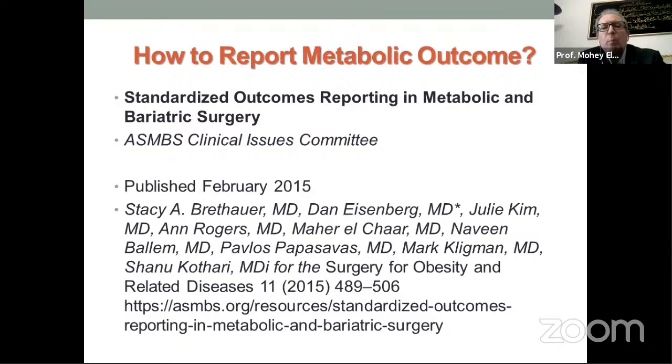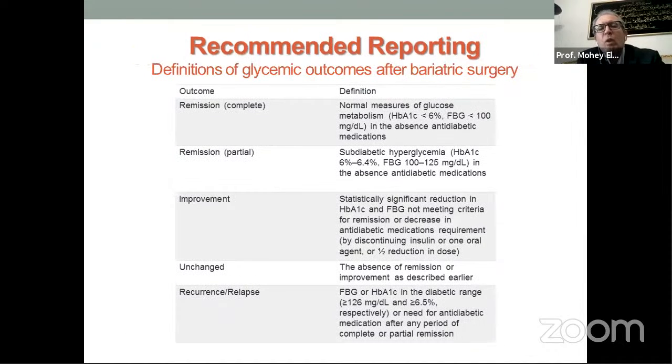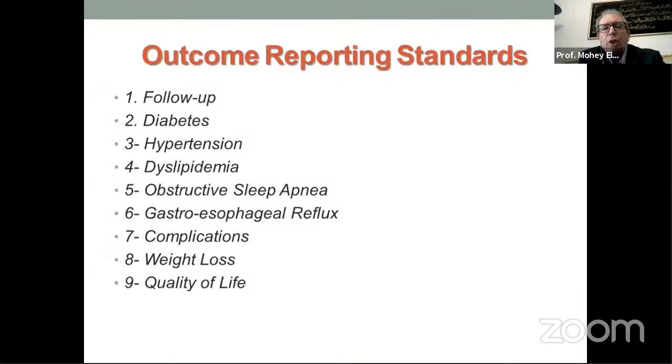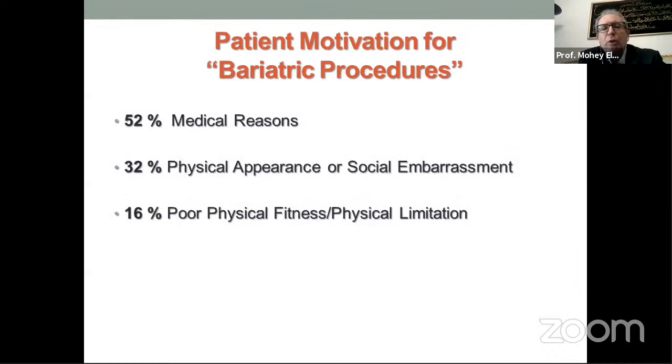This is one of the publications on reporting the metabolic outcome of metabolic surgery. It's published by the American Society for Metabolic and Bariatric Surgery. The recommended reporting is that we report the remission of diabetes, whether it's complete or partial, the improvement, and the relapse or the unchanged status. These are some of the items of outcome reporting.